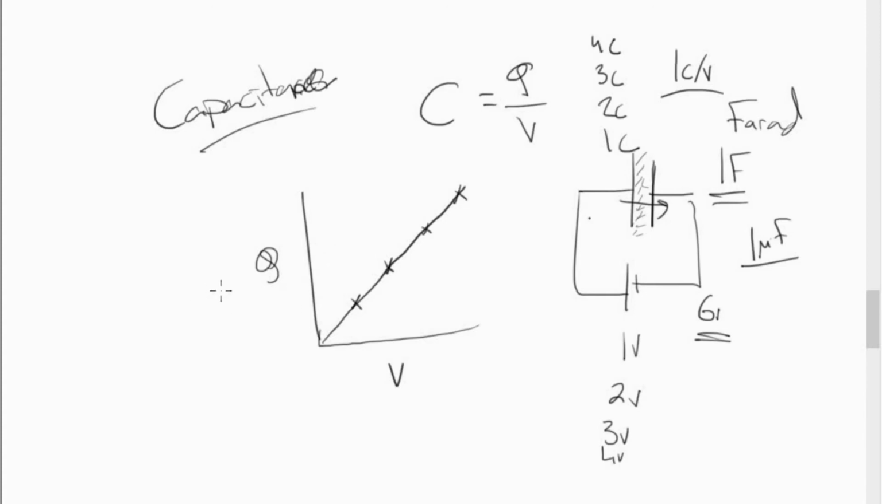Why? Because according to the definition, C is equal to Q by V. So if you take the gradient here, gradient is what? Delta Q by delta V, which is basically the amount of capacitance. Right? If you take a straight line.